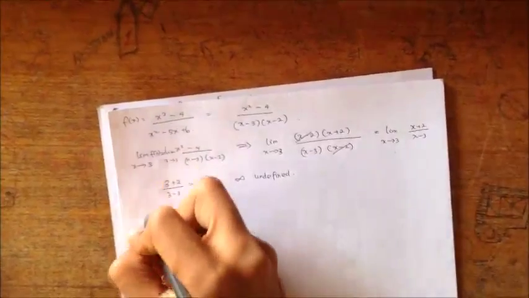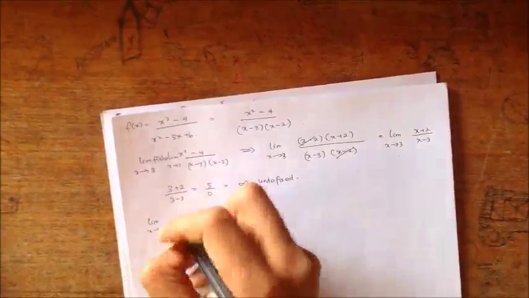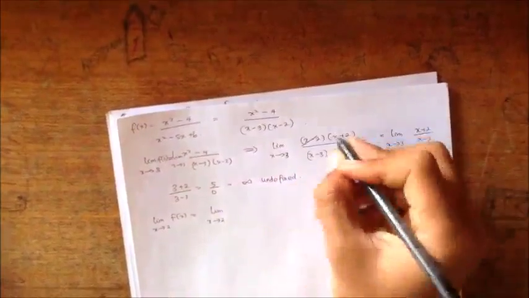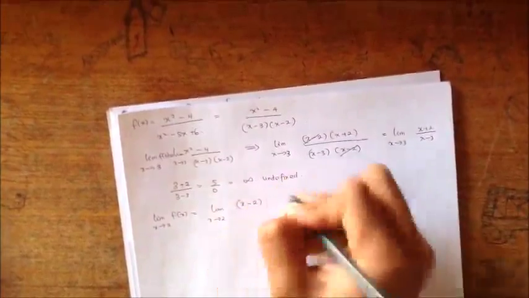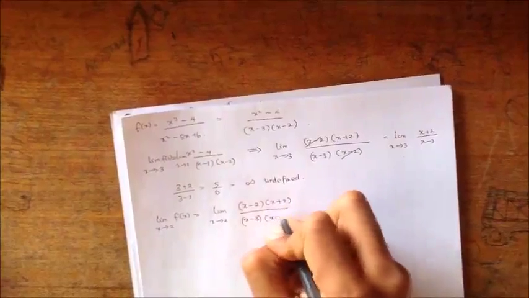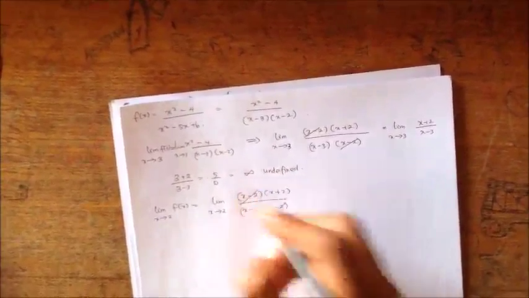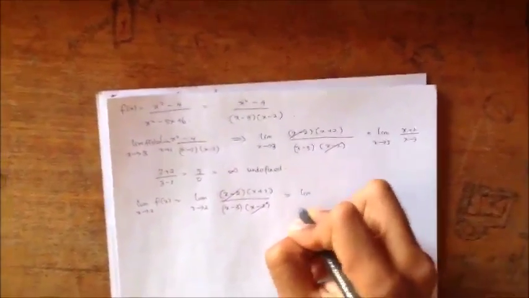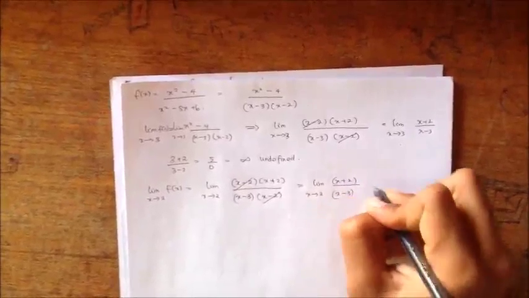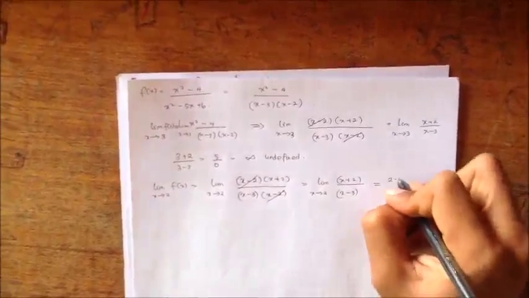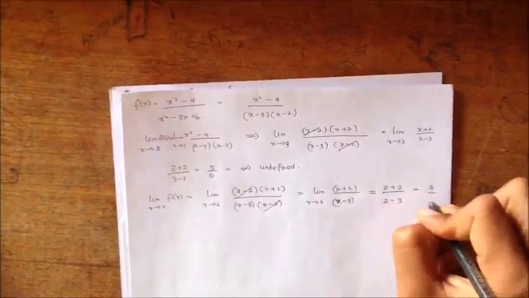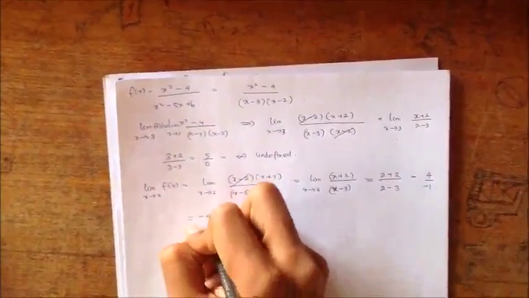So we try it as x tends to 2. So the limit as x tends to 2 of f of x is equal to the limit as x tends to 2 of x minus 2, x plus 2, divided by x minus 3, x minus 2. So my x minus 2 cancels this out. So this is the limit as x tends to 2 of x plus 2 divided by x minus 3. When I take my limits, it's going to be 2 plus 2 divided by 2 minus 3, which is 4 divided by negative 1, which is equal to negative 4.